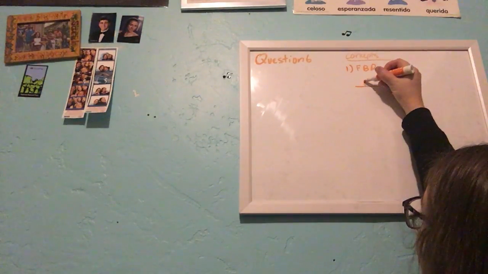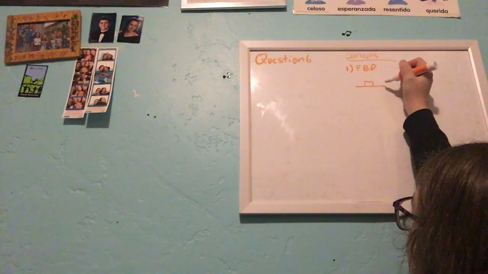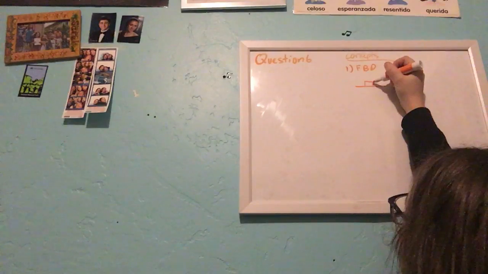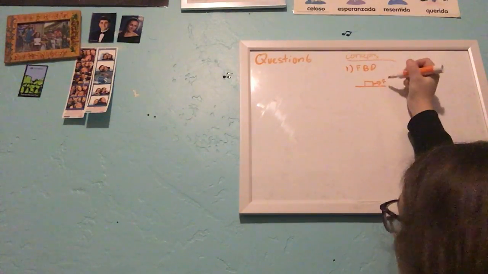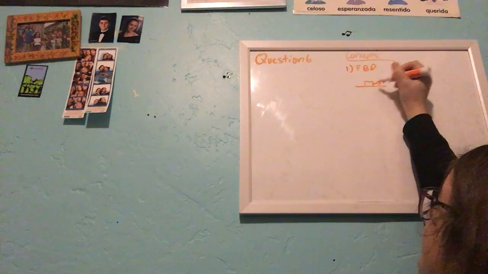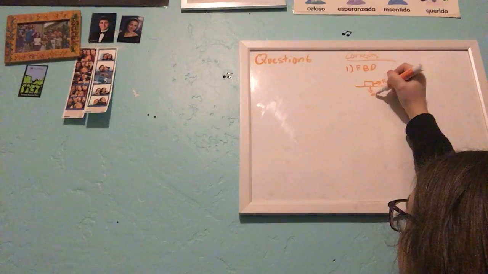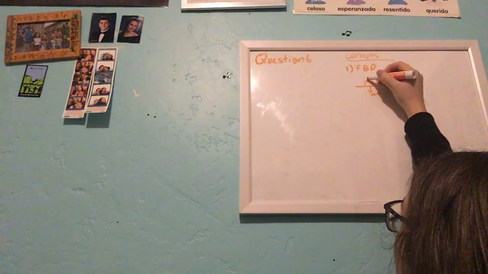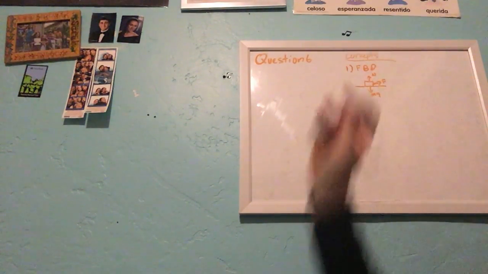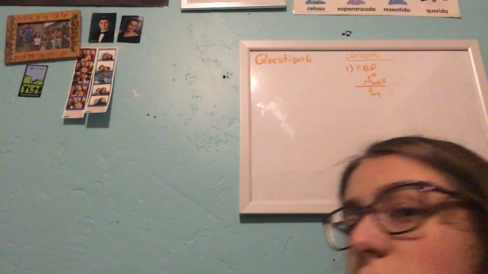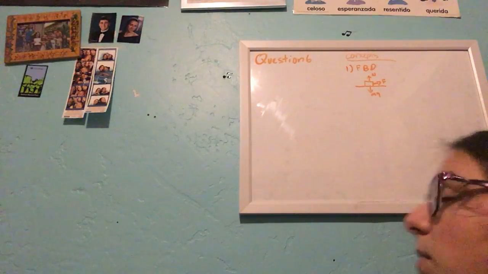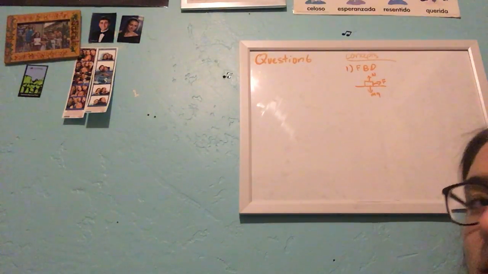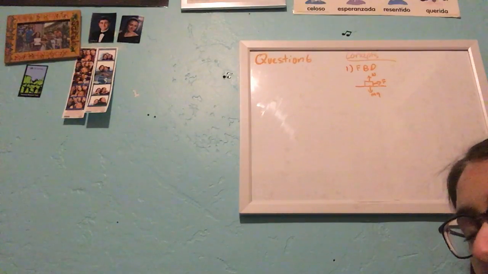So this is a block, and a force is being applied to it, so I write the force like that. Then the weight is mg going down, and we also write the normal force perpendicular to the surface it's sitting on. Okay, so that's just a basic overview of a free body diagram.